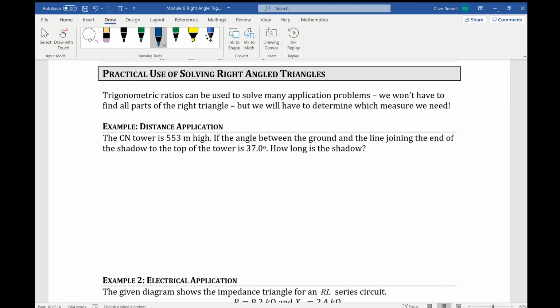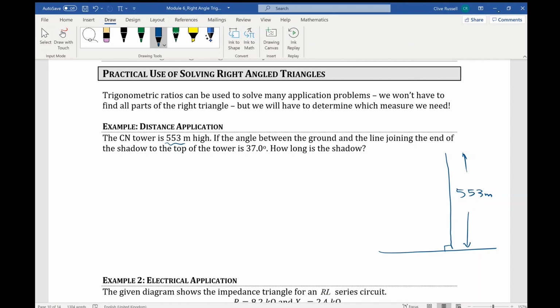So what you have is the CN Tower and the ground. You're assuming that the CN Tower is 90 degrees. It's not leaning like the Leaning Tower of Pisa. So the CN Tower is 553 meters high. It says the angle between the ground and the line joining the end of the shadow, the top of the tower.